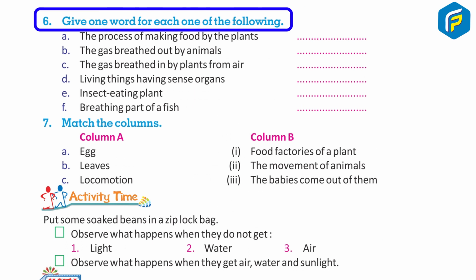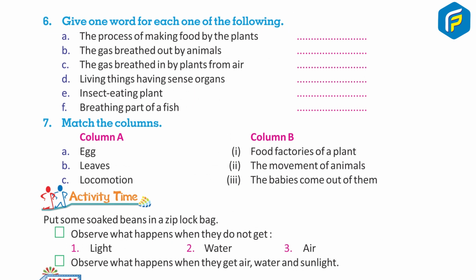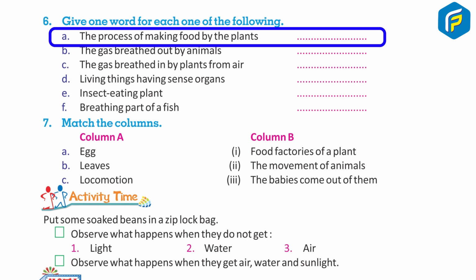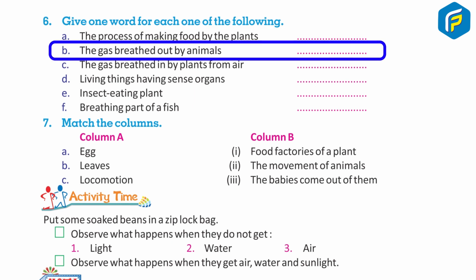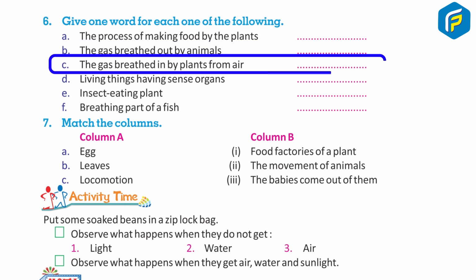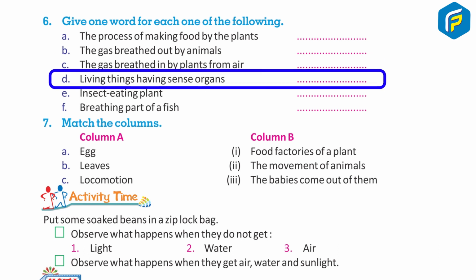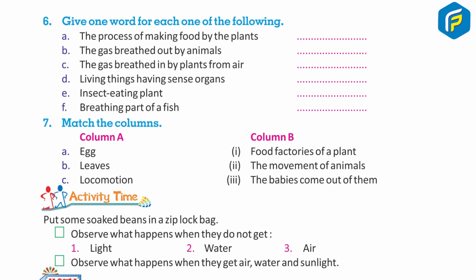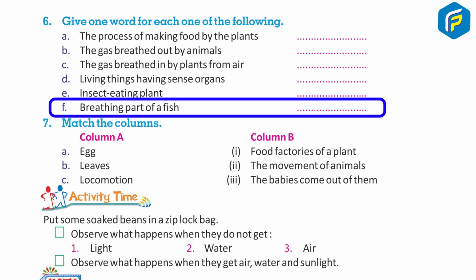6. Give one word for each one of the following. A. The process of making food by the plants. B. The gas breathed out by animals. C. The gas breathed in by plants from air. D. Living things that have sense organs. E. Insect-eating plants. F. Breathing part of a fish.